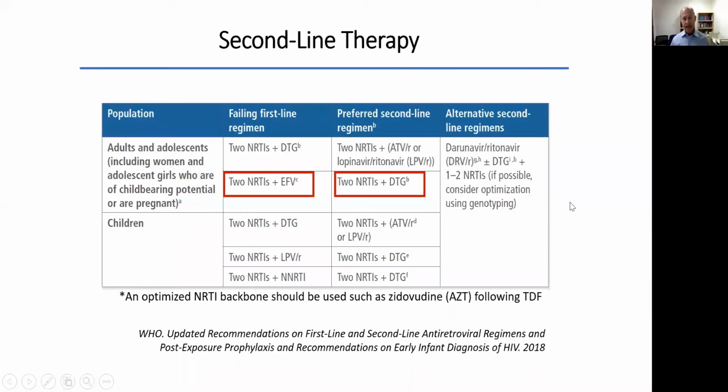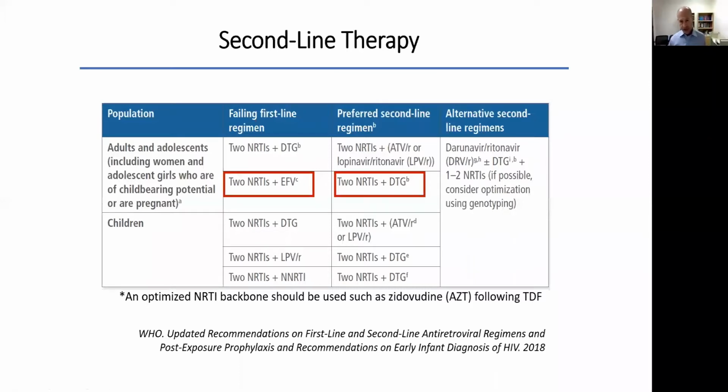So this slide shows the WHO recommendations for second-line therapy, and I'm just going to focus on the scenario that we've been discussing: persons with virological failure on a dual NRTI efavirenz-containing regimen. One of the NRTIs is usually tenofovir. They are recommended to be switched to a regimen consisting of 2 NRTIs and dolutegravir. And the text of the guidelines says that an optimized NRTI backbone should be used, such as AZT in those who received tenofovir, as well as tenofovir in those who had previously received AZT.